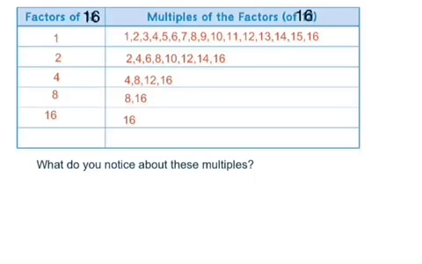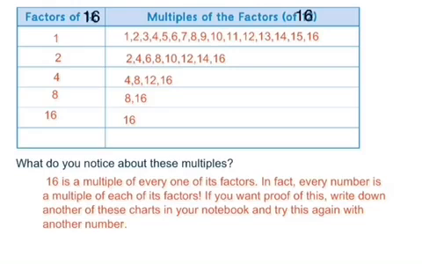You're noticing, or you're seeing that each of these, we could go to 16. 16 shows up in each of these, right? So you can see my 16. Oops, I'll stay with that red. You can see my 16 in each of these. All right, so I'm going to say that 16 is a multiple of every one of its factors. That is what I would notice.